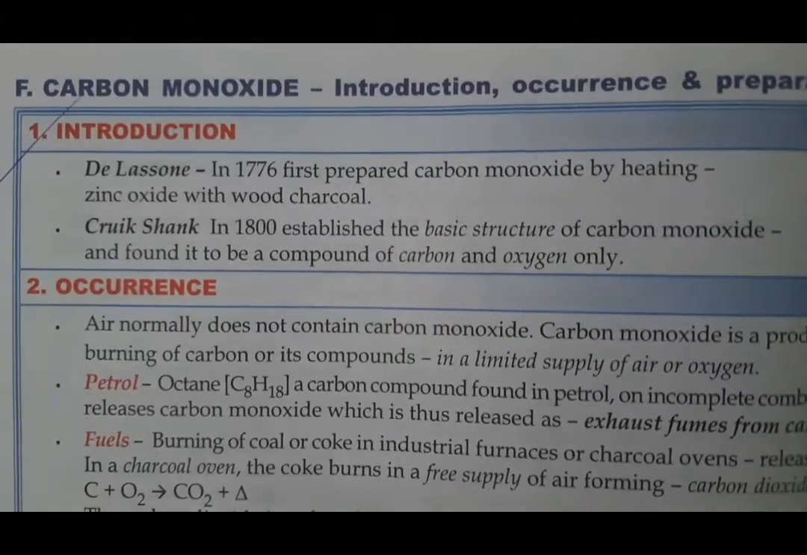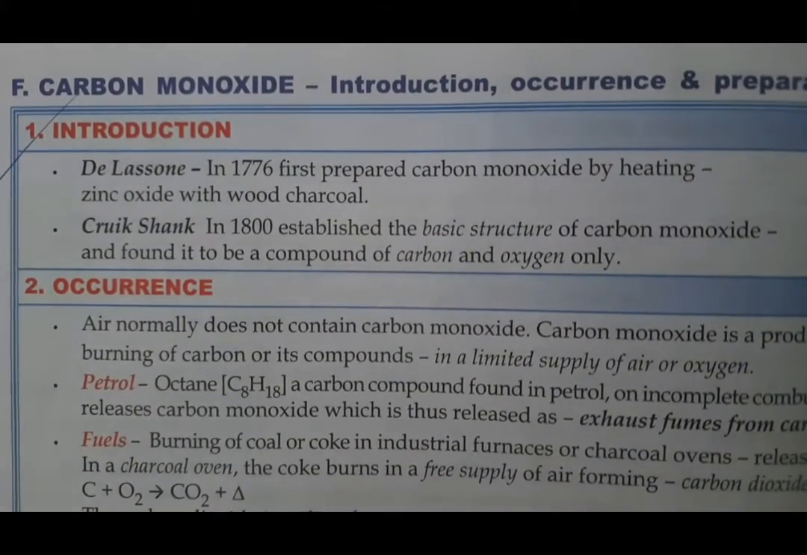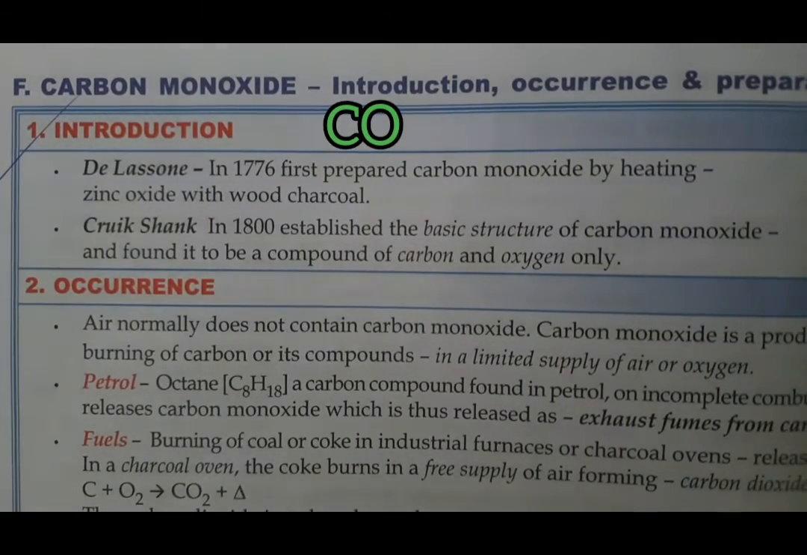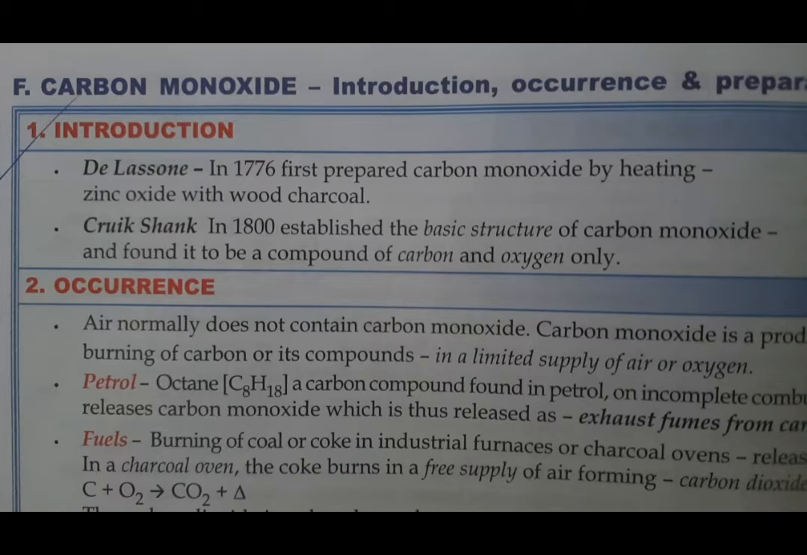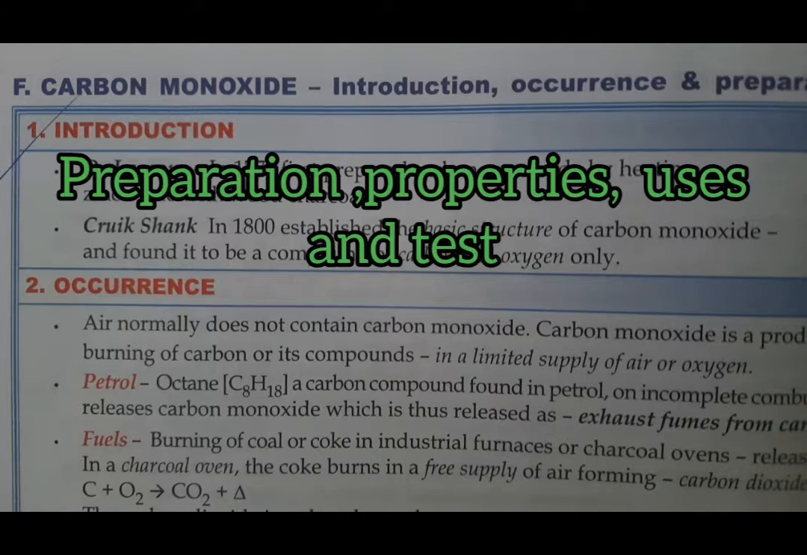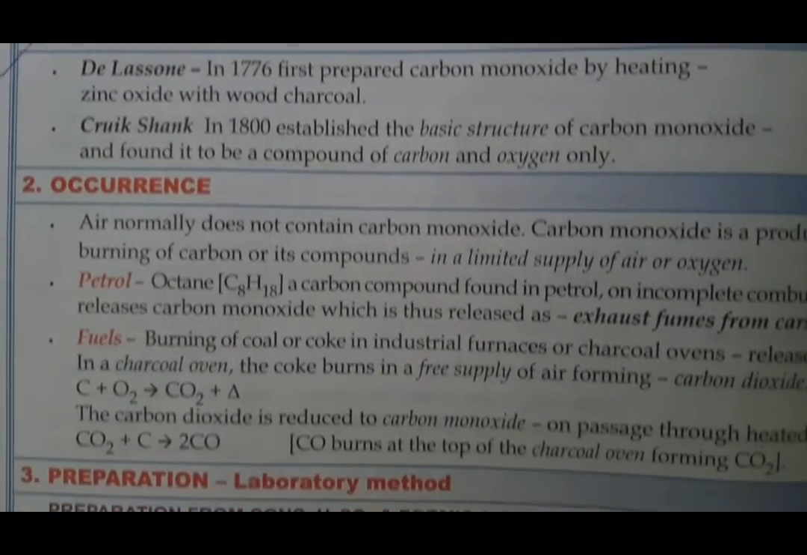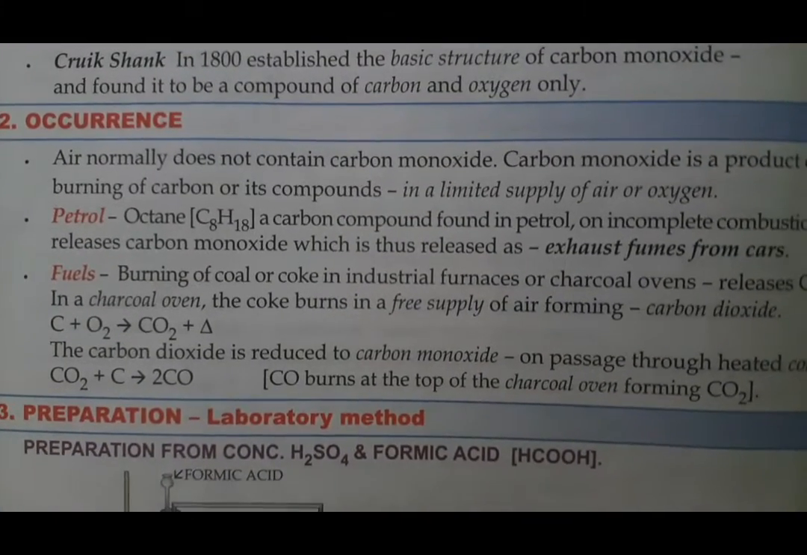Students, from today we're going to learn about carbon monoxide, whose formula is CO. The formula of carbon monoxide is CO. What we have to learn about is mainly its preparation, properties, tests and uses. But we can see some of the introduction part of it also simultaneously. So directly we'll go to the occurrence of carbon monoxide.